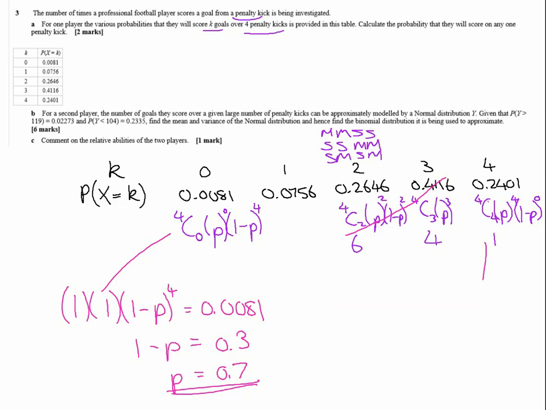Because 4 choose 4, well that's 1. p to the power of 4, and then (1 minus p) to the power of 0 is also another 1. And we know that is equal to 0.2.